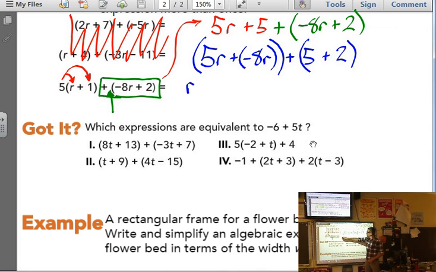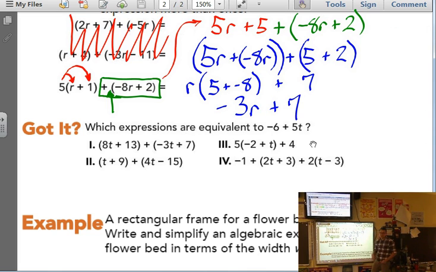Oh, so you factored it out. I love it. R times 5 plus a negative 8, plus, I can go ahead and simplify this into 7. And then do the math there. So it would be negative 3R plus 7. Annie, did you get that?